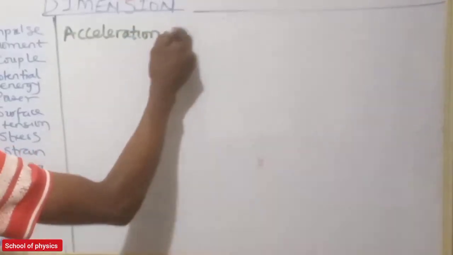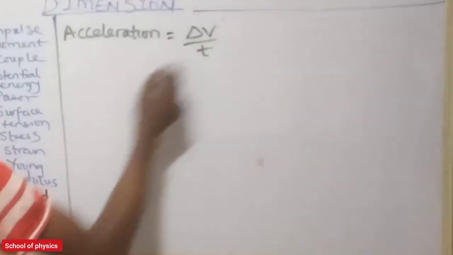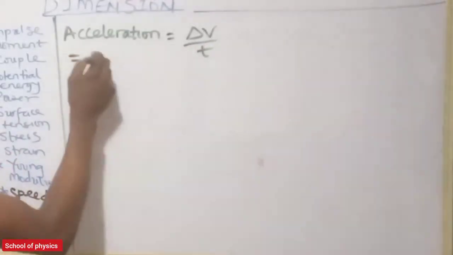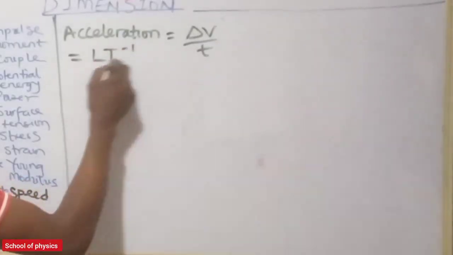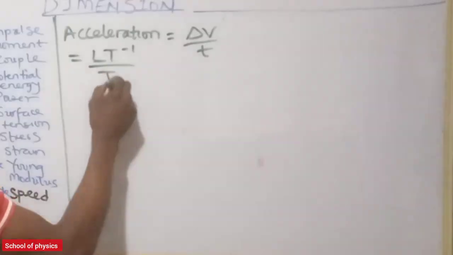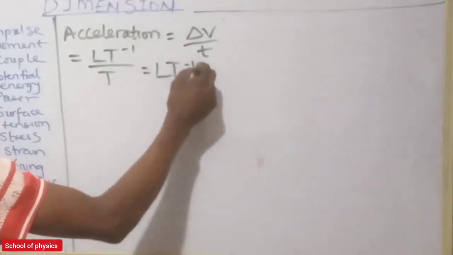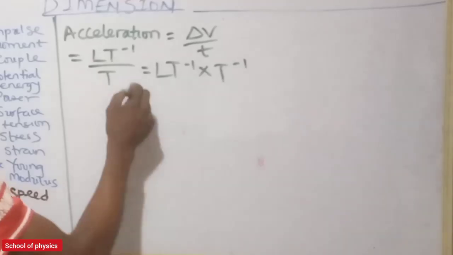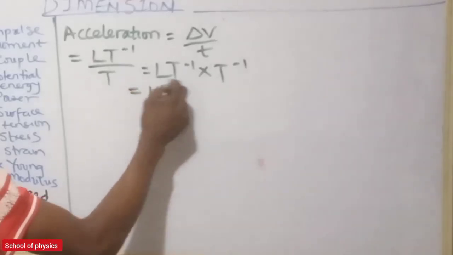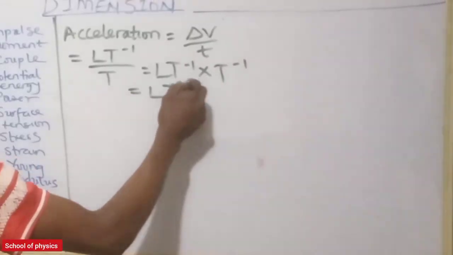Now we'll go to acceleration. Acceleration is the change in velocity per time. So change in velocity would still have the same dimension as velocity, which is LT minus 1, over time. So LT raised to the power minus 1 times time, or T raised to the power minus 1. That will be L, you pick T, add the powers. That's minus 1 plus minus 1, which will give us minus 2.